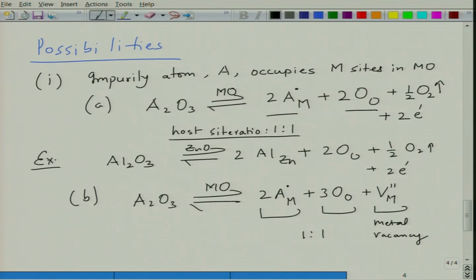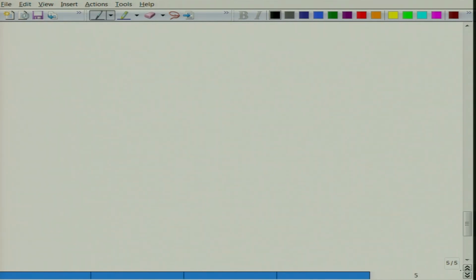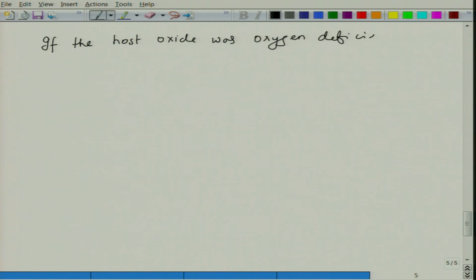Now, another thing which these impurities are used for is, suppose now imagine the host oxide was oxygen deficient, that is, it contains V_O to begin with. So you can use it positively. You want to now get rid of oxygen vacancies. What do you do then?